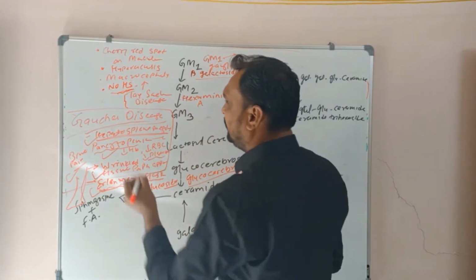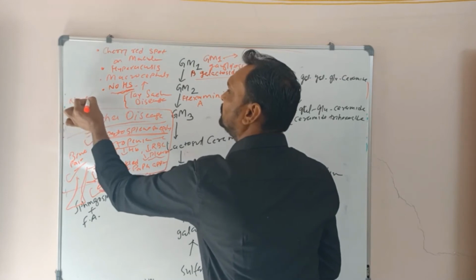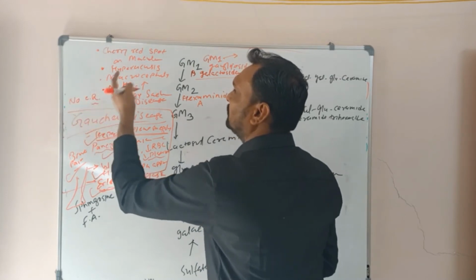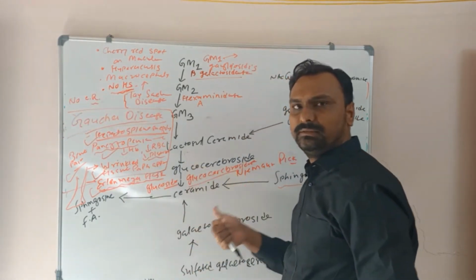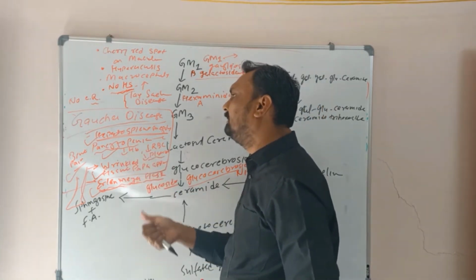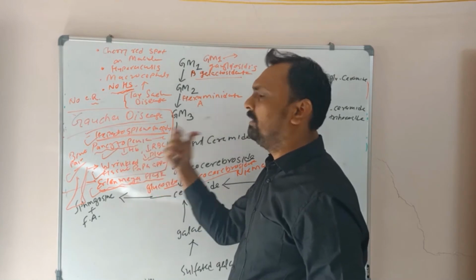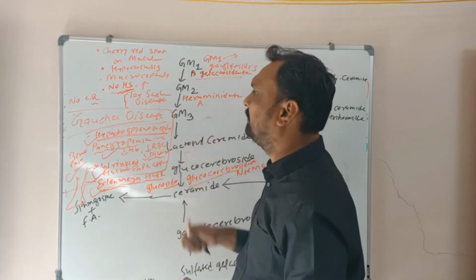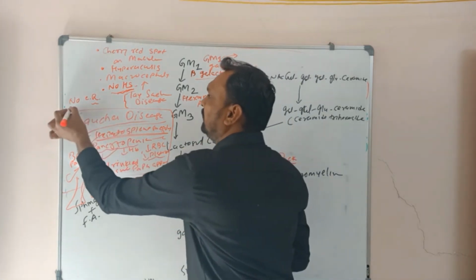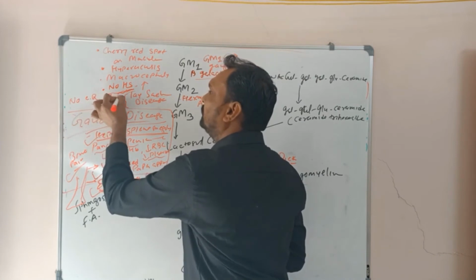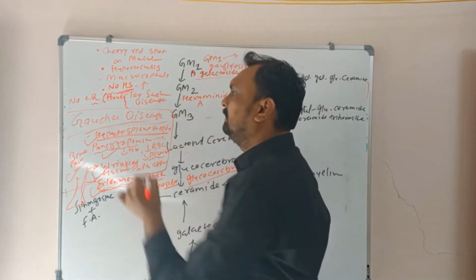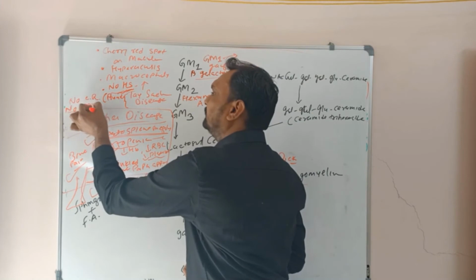There is no cherry red spot. Unlike Tay-Sachs disease and Niemann-Pick disease, where there is a cherry red spot, in Gaucher disease there is no cherry red spot. There is no cherry red spot in Gaucher and Fabry disease. Remember, we will see about Fabry disease in some time. Instead, pseudo cherry red spots are seen. There is no mental retardation.